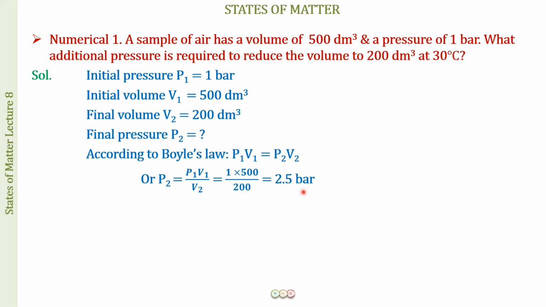But this is not the answer. What you are asked in the question is what additional pressure is required. This 2.5 bar is the final pressure. So what are you going to do? The additional pressure is 2.5 minus 1 bar, that is 1.5 bar. Easy enough, I hope. Nothing difficult at all.